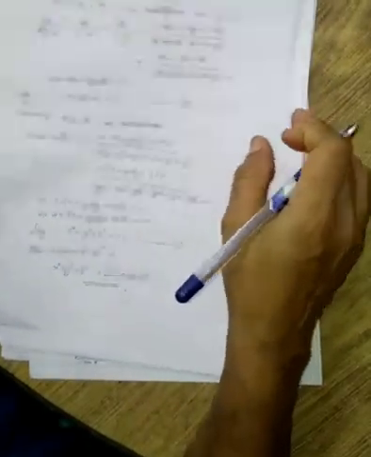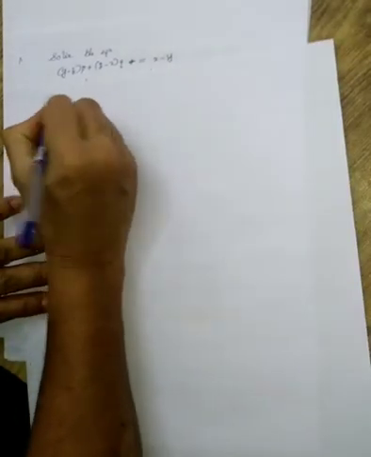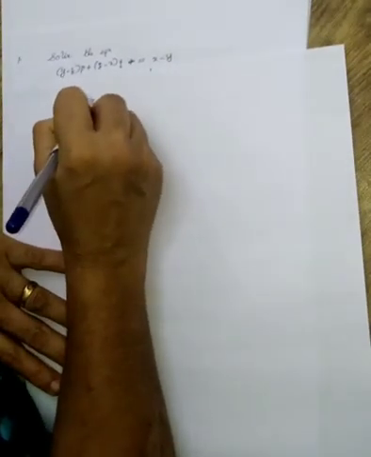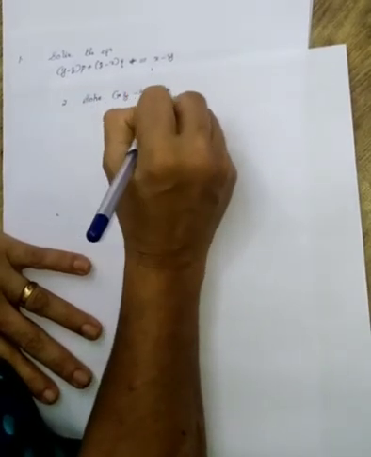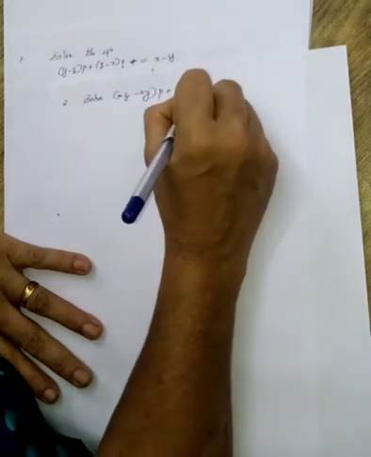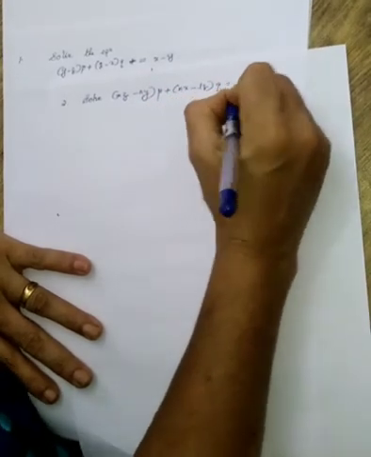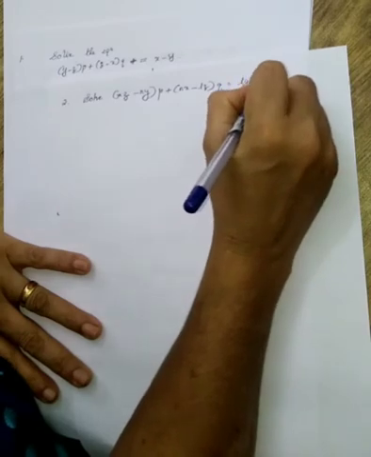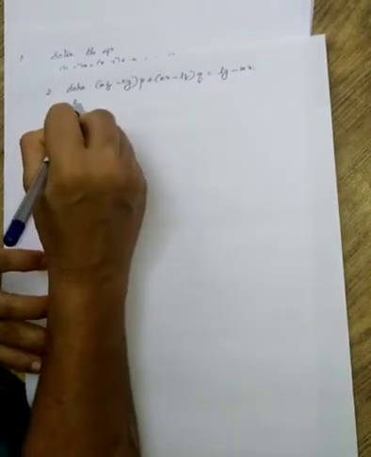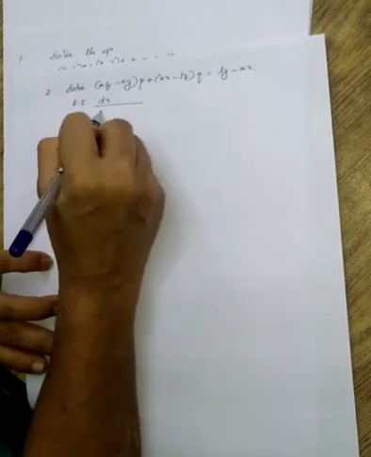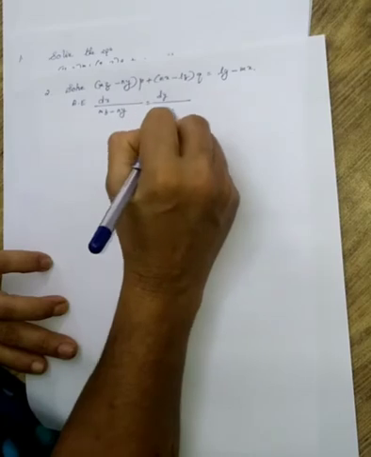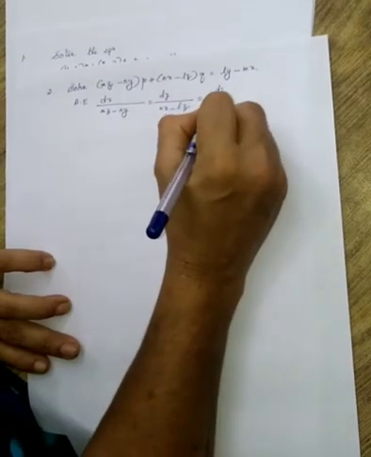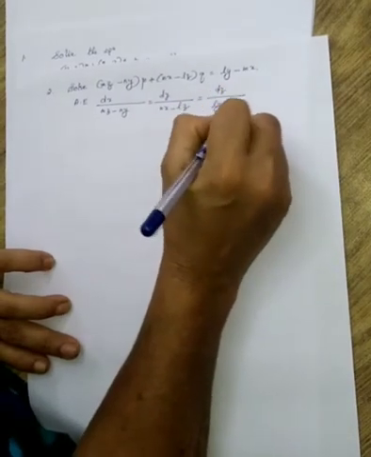So these are the methods. So let us go to the second question. Solve the equation (mz minus ny) p plus (nx minus lz) q equal to ly minus mx. So as before, let us write the auxiliary equation: dx by mz minus ny, dy by nx minus lz, dz by ly minus mx.